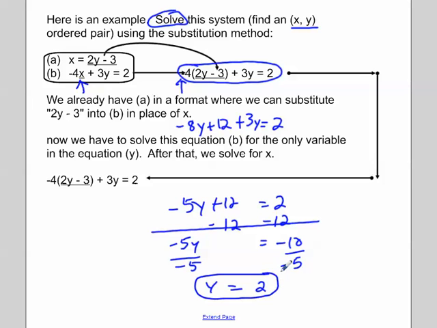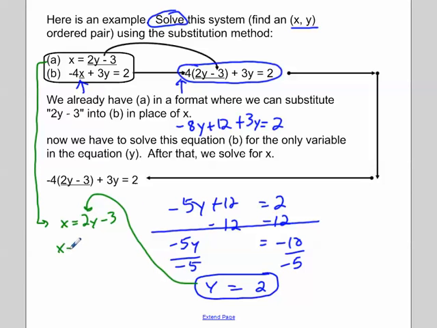And there is half of our answer. Now we take that y equals 2 and plug it back into either one of these equations. I would guess we could use equation A because it's already solved for x. So we say x equals 2y minus 3 is my original equation. I recommend writing down that original equation just so you're not doing two steps at once. And now substitute in y equals 2 right there.